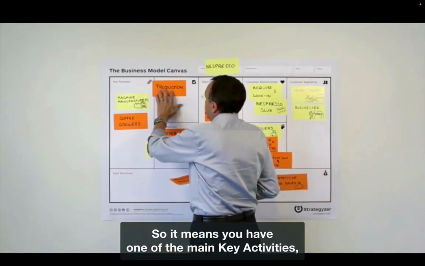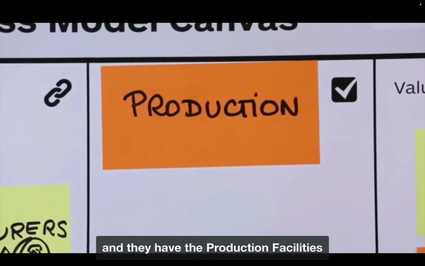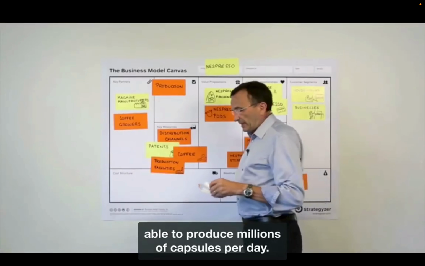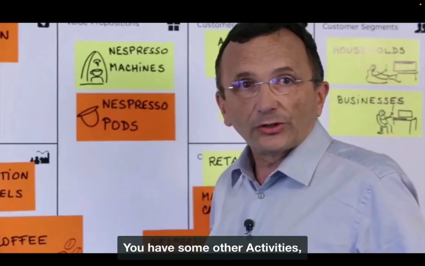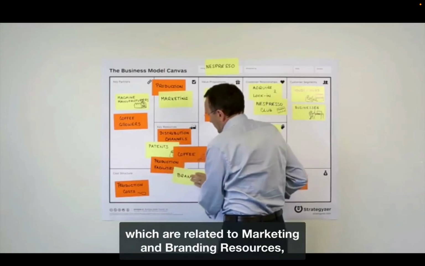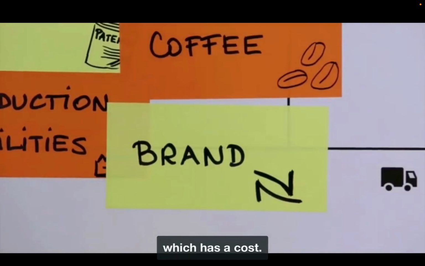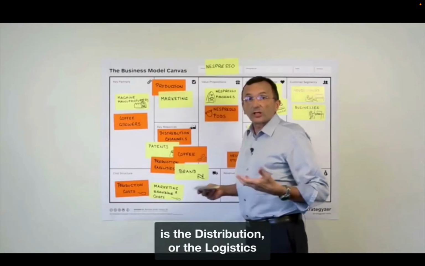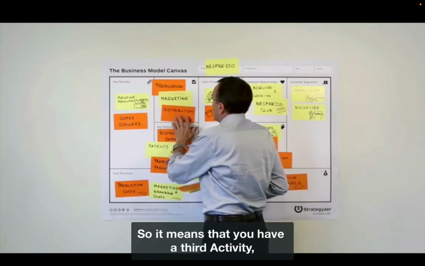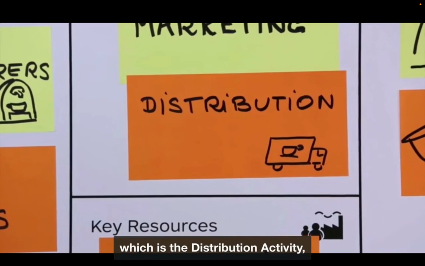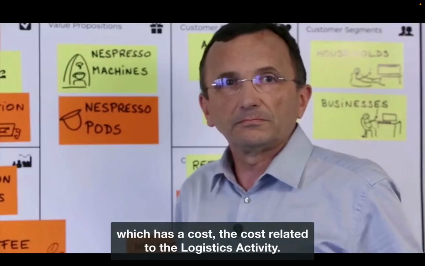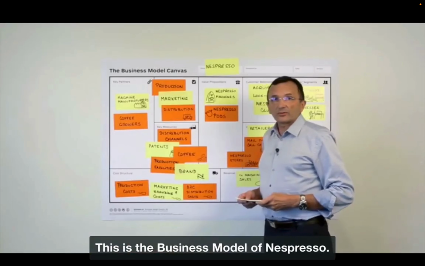So you have one of the main key activities, which is the production, and they have production facilities able to produce millions of capsules per day. And it has a cost. You have some other activities related to marketing and branding, which has a cost. And the last activity is the distribution or the logistics, because you have to reach those customers with this direct distribution. So you have the third activity, which is the distribution activity, which has a cost related to this logistics activity. This is the business model of Nespresso.